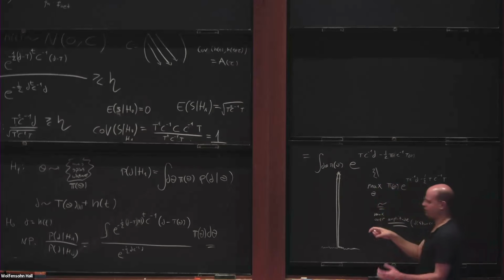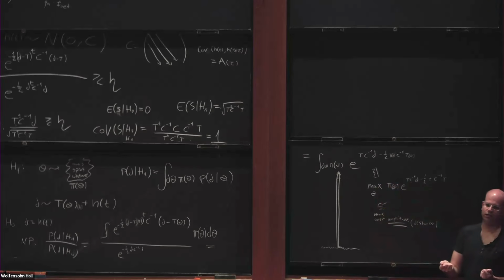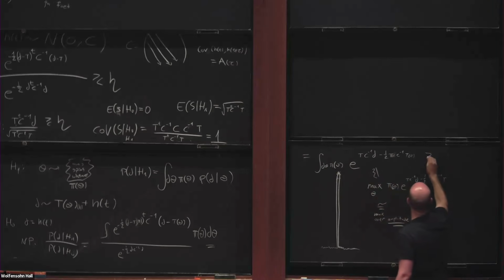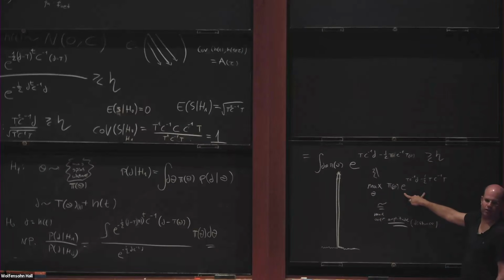So, and you remember, now that this is my test statistic, this thing is going to be compared to some eta. So now that I decided that this is my test statistic, I'm allowed to take a log, I'm allowed to do many things. So I will also take a log, okay? And what I will remain with is Tc minus 1d plus some log of pi of theta. Okay, so that's not going away.